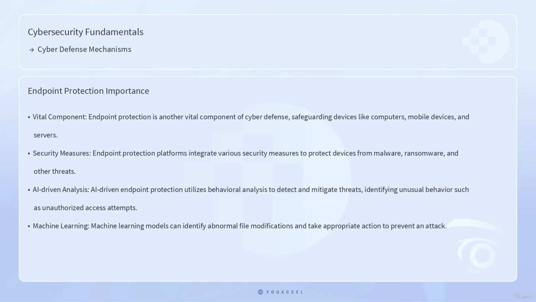AI-driven endpoint protection, on the other hand, utilizes behavioral analysis to detect and mitigate threats. Machine learning models can identify unusual behavior on endpoints, such as unauthorized access attempts or abnormal file modifications, and take appropriate action to prevent an attack.